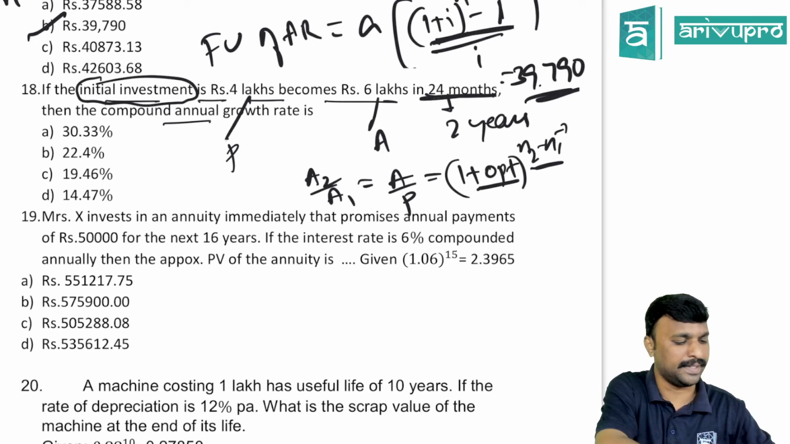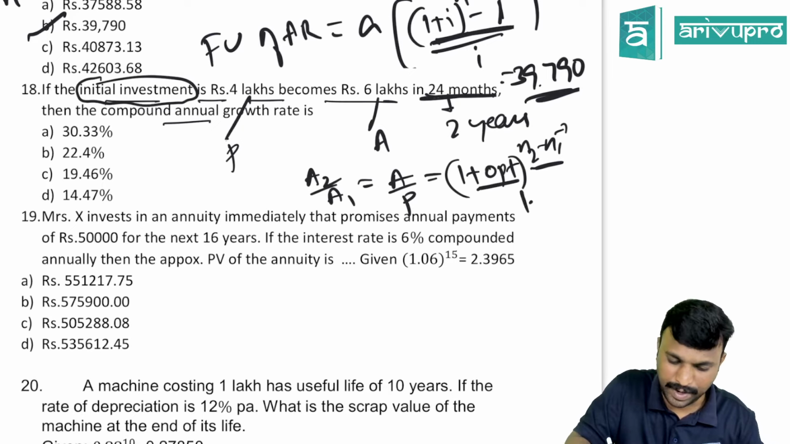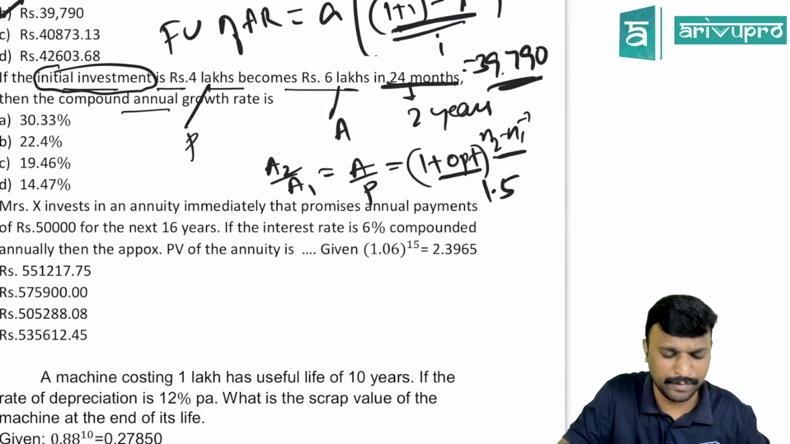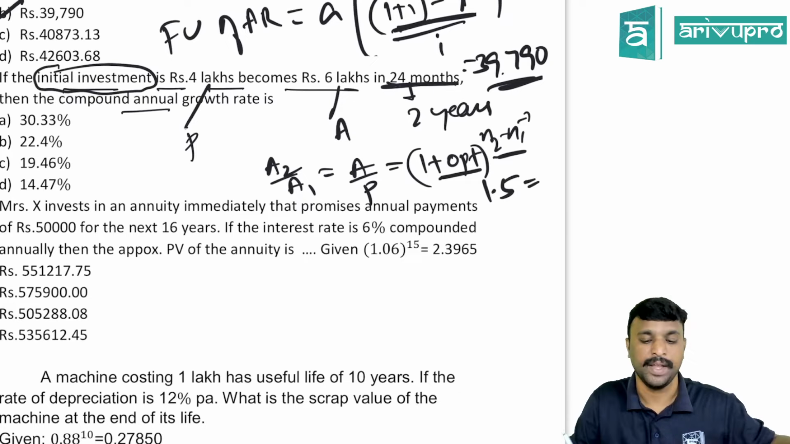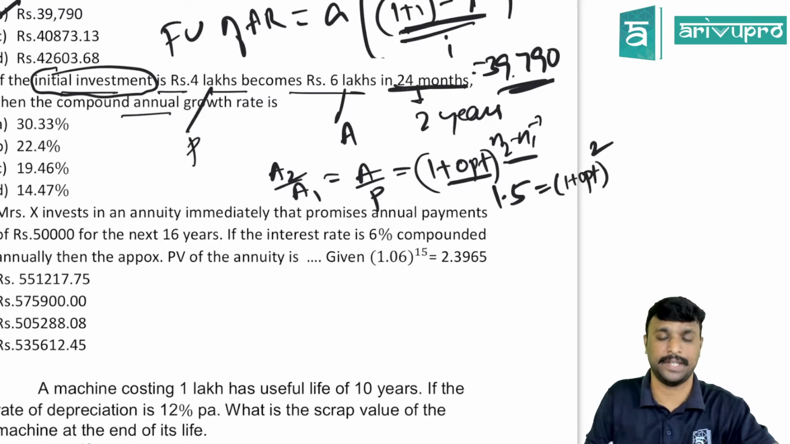So what is A by P? 6 lakh by 4 lakh is 1.5. Yes or no? You will get exactly 1.5 because 6 lakh by 4 lakh is 1.5. Guys, 1 plus option whole power, how much? 2, because it is a 2 years time duration.